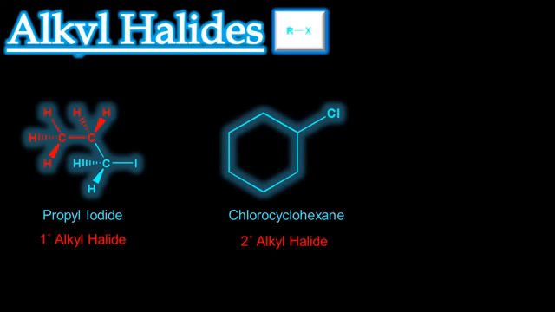Chlorocyclohexane is an example of a secondary alkyl halide. It features a 6-carbon ring as its two carbon groups and utilizes a chlorine atom as its halogen.